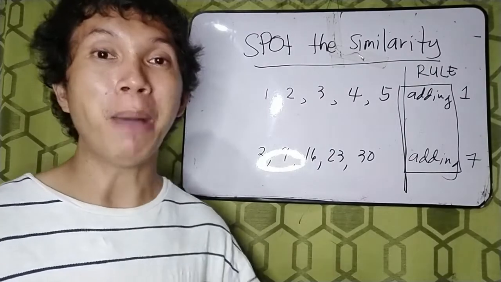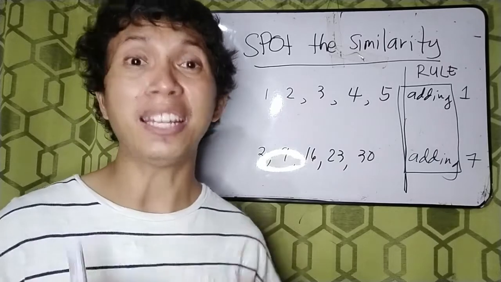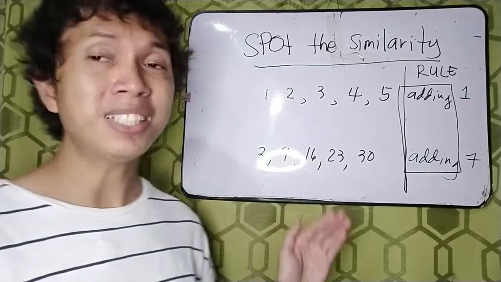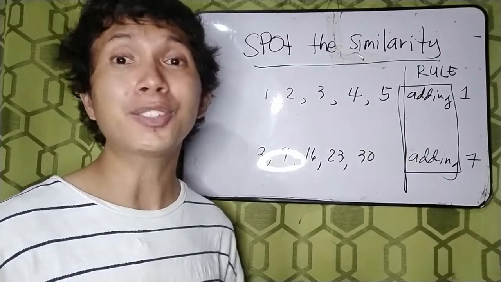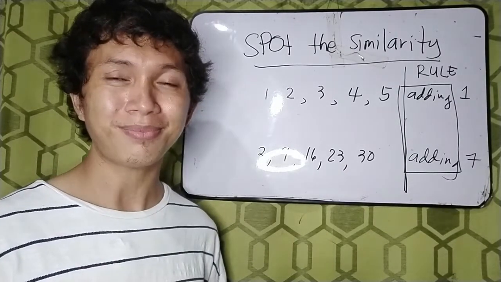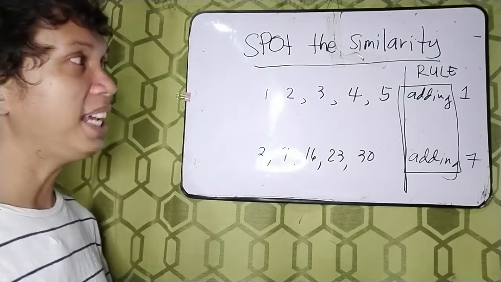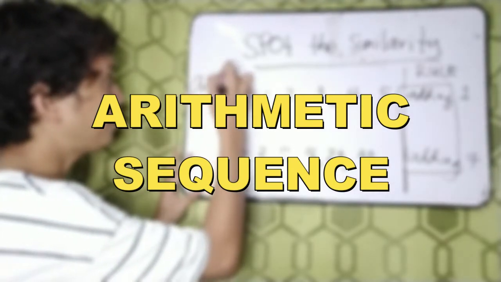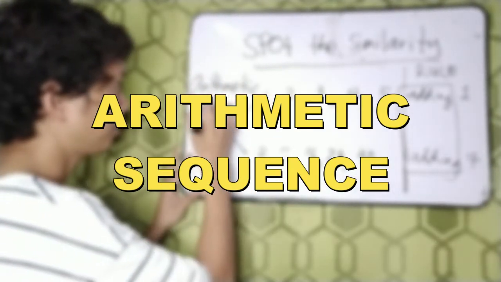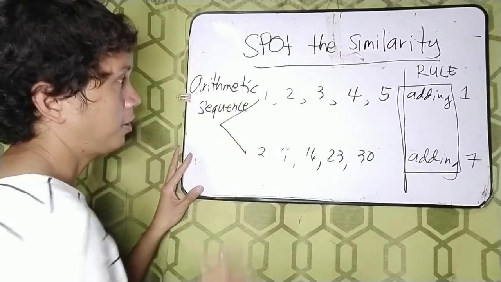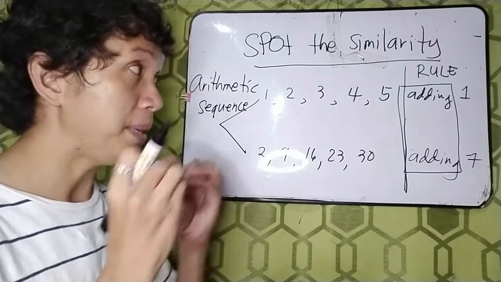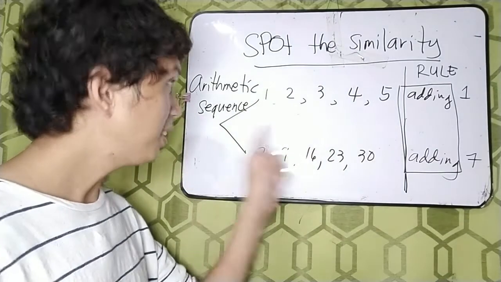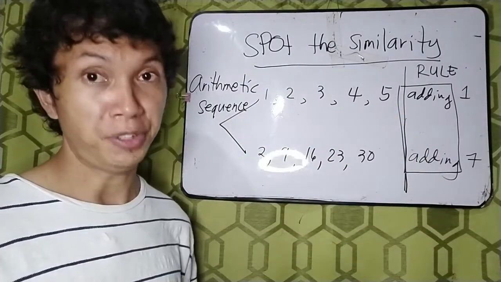Okay? So now let's go back to our task in this video, and that is to identify or to know how to call a certain sequence having the rule of adding a certain number to get the next term. Okay, so actually these sequences are called arithmetic sequence. Why arithmetic sequence? Because to get the next term of these sequences, we have to add a certain number.